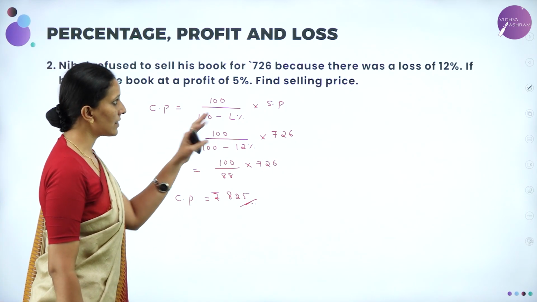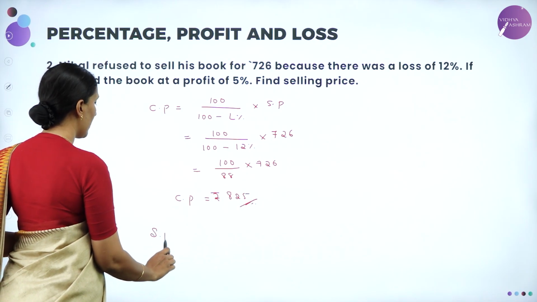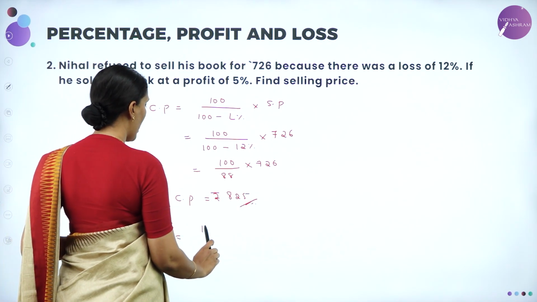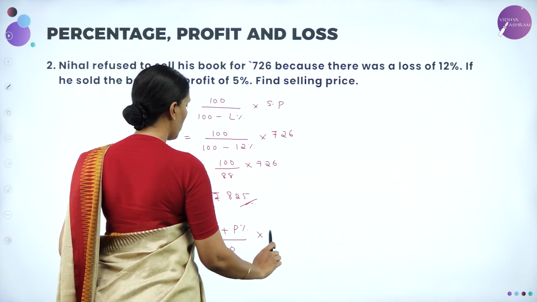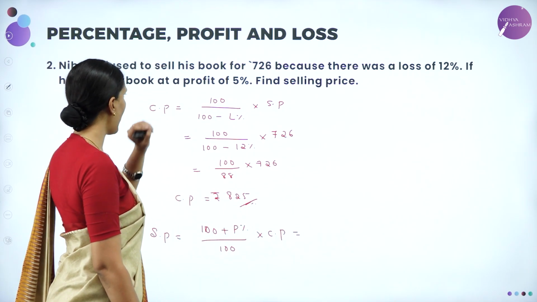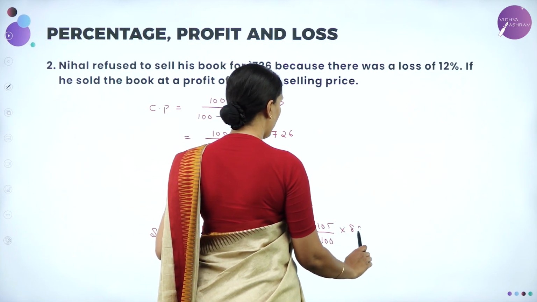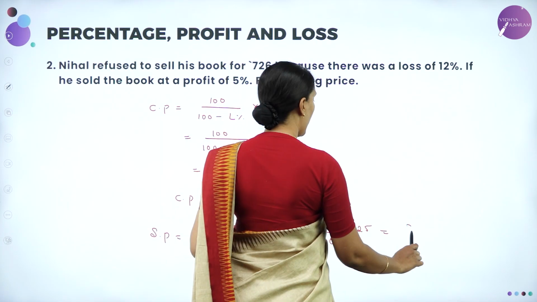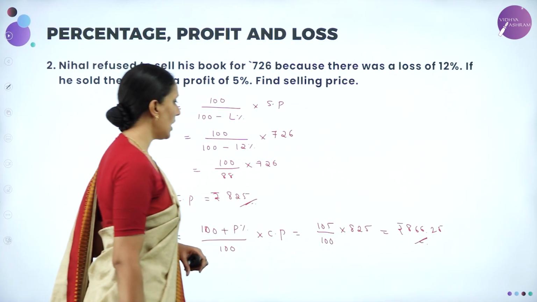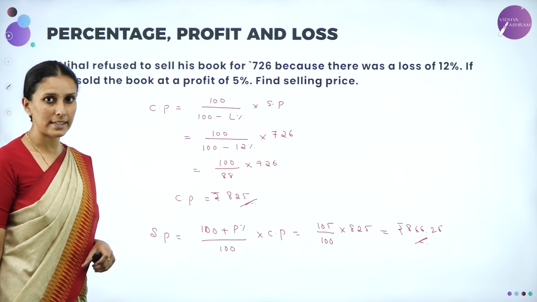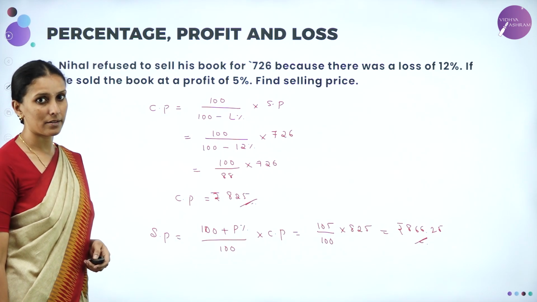Now they have asked us to find the selling price if he sold the book at a profit of 5%. So therefore, the selling price is given by the formula 100 plus profit percent divided by 100 into cost price. The profit percentage is 5. So this becomes 105 divided by 100 into 825, which is equal to 866.25 in terms of rupees. So therefore, Nihal sold the book for rupees 866.25 to get a profit of 5% instead of losing 12%.